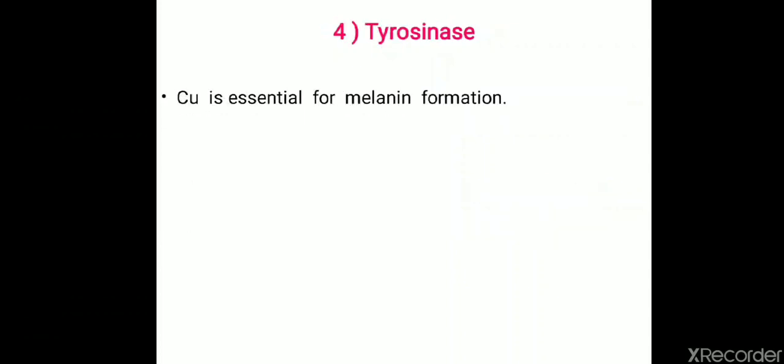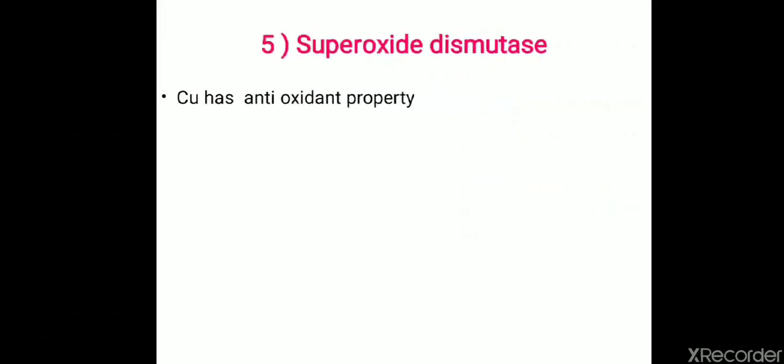Regarding tyrosinase, it is an enzyme involved in tyrosine metabolism, concerned with melanin formation from tyrosine. So copper is essential for melanin formation, and copper deficiency can produce hypopigmentation. The last enzyme is superoxide dismutase, which has antioxidant property. That's why copper has antioxidant property. So these are the different biochemical functions of copper.